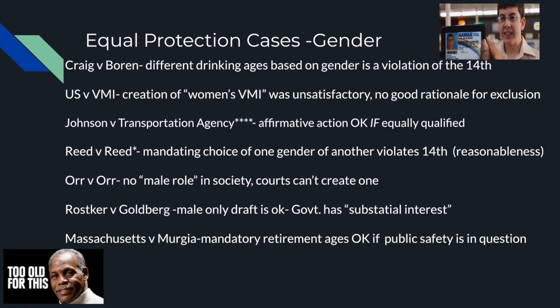Next up, this is one I want you to know here, Johnson versus Transportation Agency. What happens here is Johnson is a guy. He applies for a higher job within the state transportation agency in like California. And he loses out on the job to a woman who's been there for a shorter amount of time. And he says that he was discriminated against. And the agency had a policy in place that said, we look to have it about 50-50 in management positions between men and women at some point in the indefinite future.